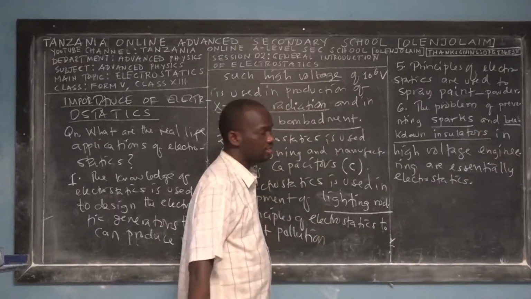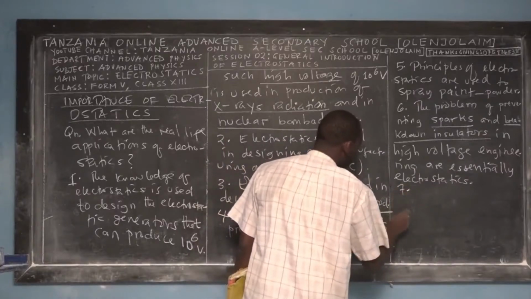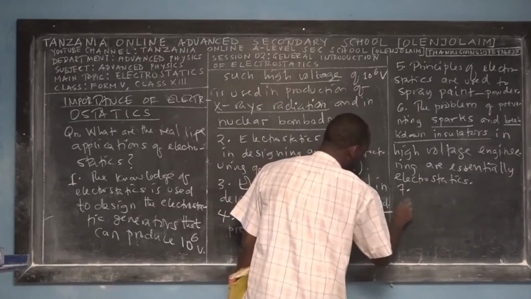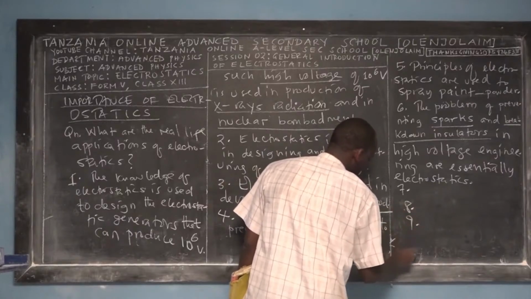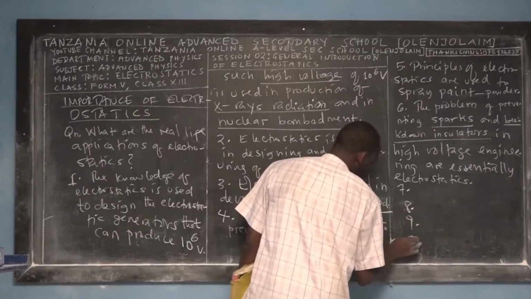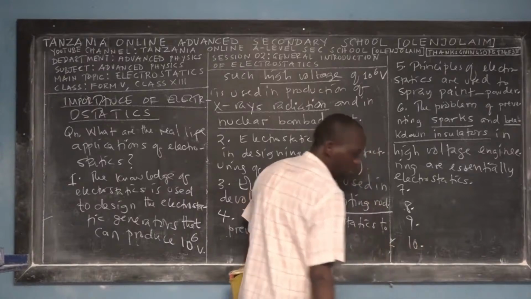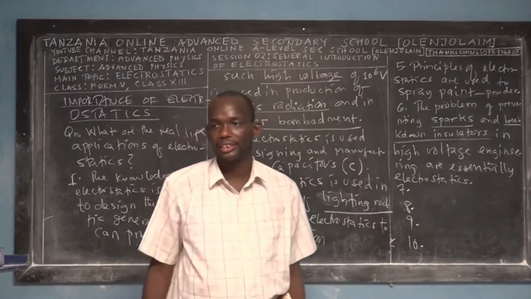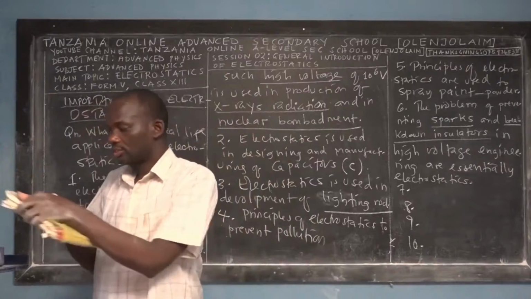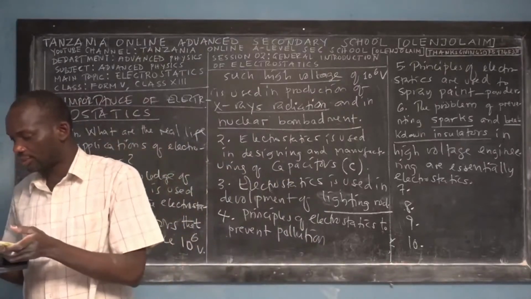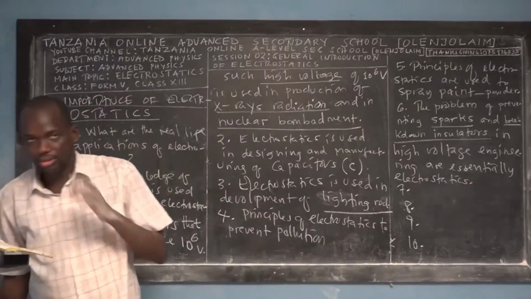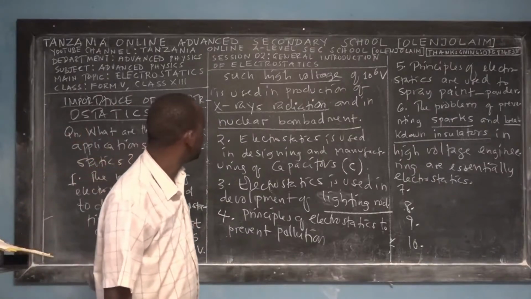So those are the 6. So your homework, go and look at the 7th application, the importance, the 8th, the 9th, the 10th. So when you go to the exam, at least you can remember even 5 applications among the 10. Okay? So those are the importance of electrostatics.